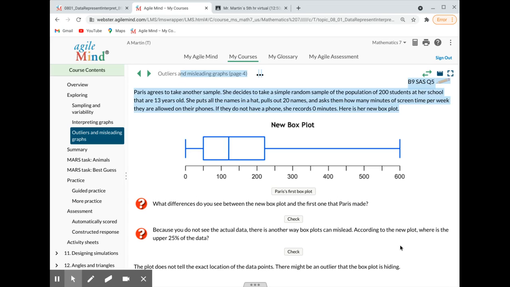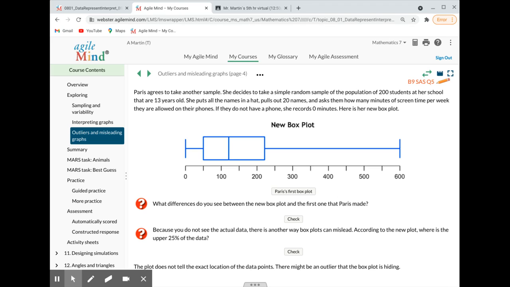Okay, yes, sir. Paris agrees to take another sample. She decides to take a simple random sample of the population of 200 students at her school that are 13 years old. She puts all the names in a hat, pulls out 20 names, and asks them how many minutes of screen time per week they are allowed on their phones. If they do not have a phone, she records 0 minutes. Here is her new box plot.